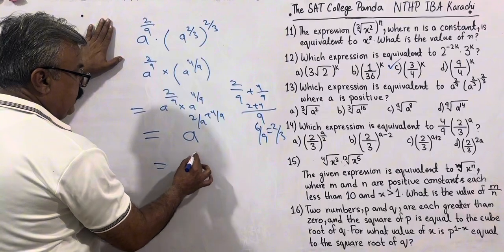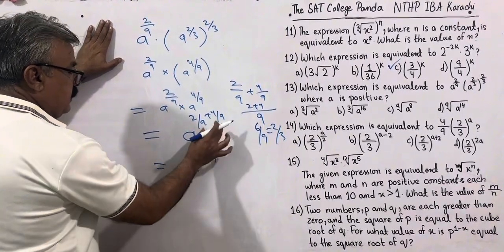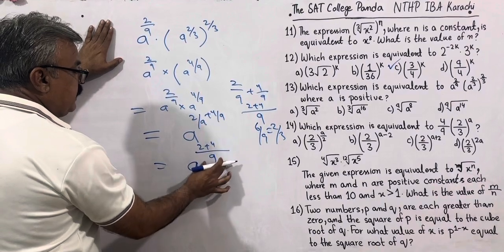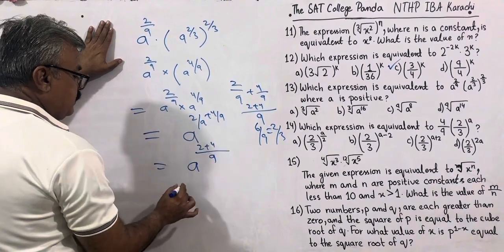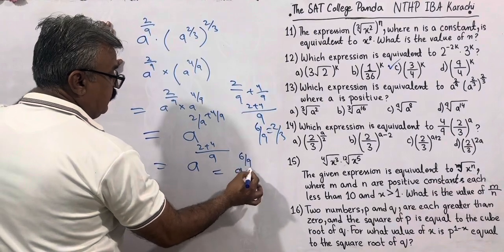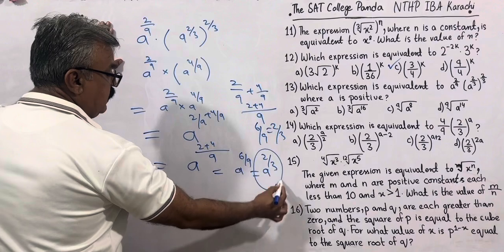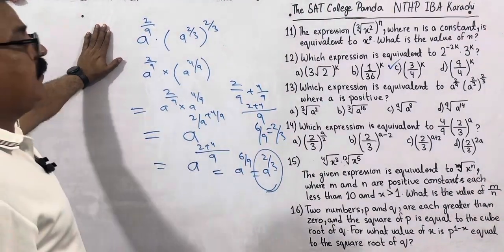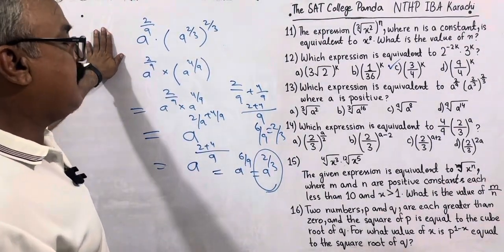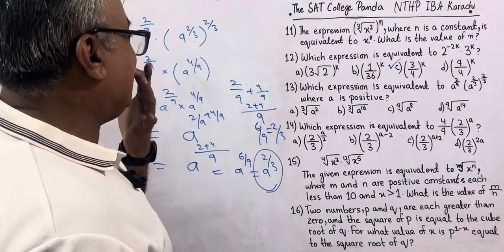So 9 is our LCM, in that case 2 plus 4. Denominators are the same, so 9 is written one time and we add the numerators. We have a raised to 6 over 9. Applying the table of 3, it becomes a raised to 2 over 3. Our final answer in that case is a raised to 2 over 3.